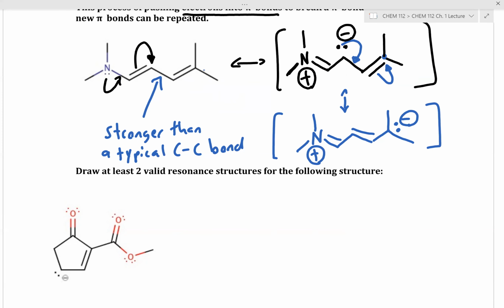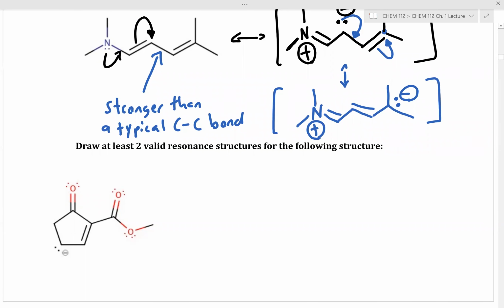So what I want you now to do is to try to draw 2 valid resonance structures for the following anionic species, and I'll check to see how everyone's going.